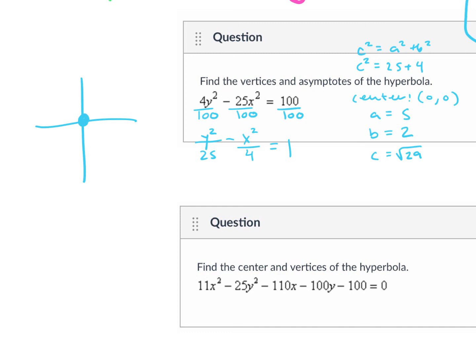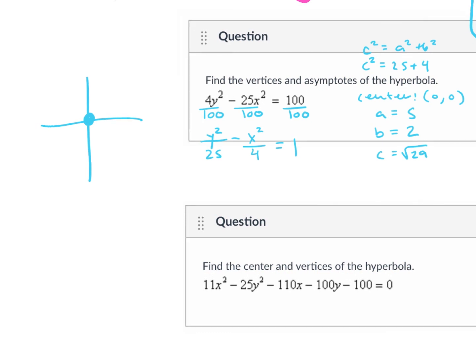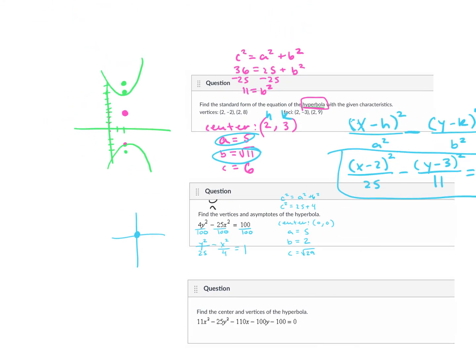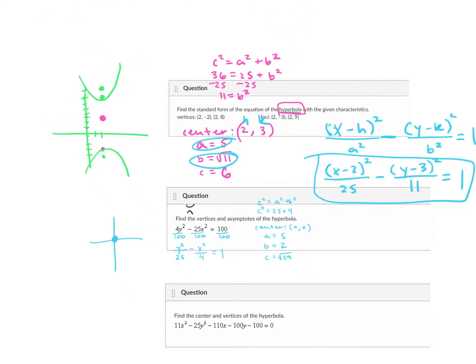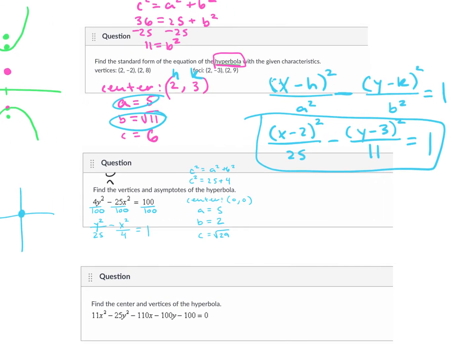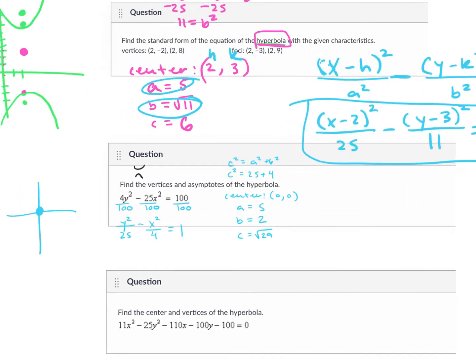Are we going up and down to find our vertices, or left or right? So it's going to be up and down. I think that means for the one before we did it wrong. Because it goes up and down, our y should come first. So I'll go back and fix that one after we finish this.